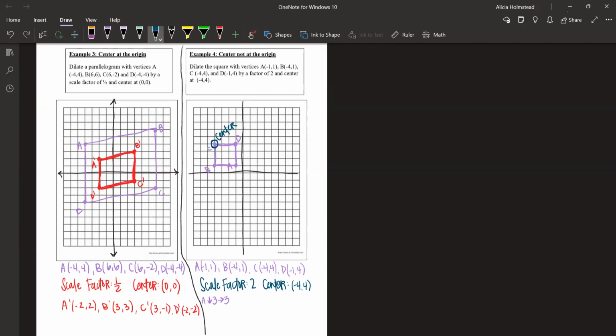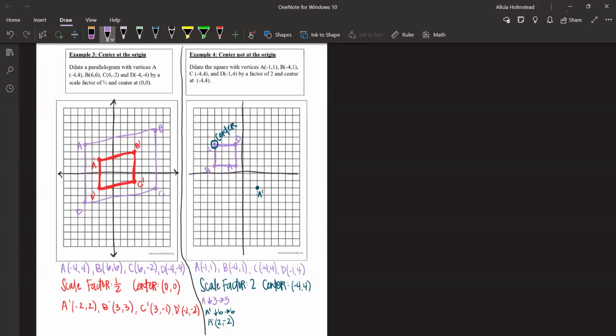So that means point A prime is going to go down 6. We're going to multiply that change by the scale factor. So it would go down 6 and over 6. On our graph, we go down 1, 2, 3, 4, 5, 6, right here, and then over 1, 2, 3, 4, 5, 6. So A prime is located over here at 2, negative 2.